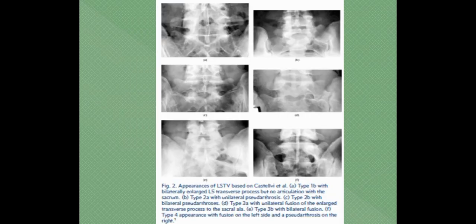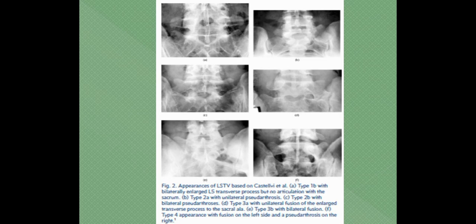So again, this is the picture showing the X-ray appearance of LSTV based on the Castelvi et al. classification. So they have classified the lumbarization into different types. In picture A, the topmost picture, we can see type 1B with bilaterally enlarged L5 transverse process but no articulation with the sacrum. In picture B we can see type 2A with unilateral pseudoarthrosis. In picture C we can see type 2B with bilateral pseudoarthrosis.